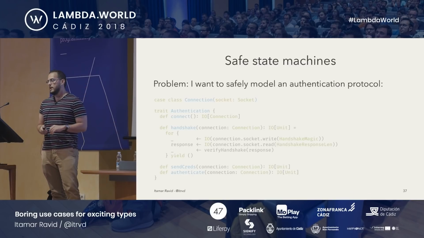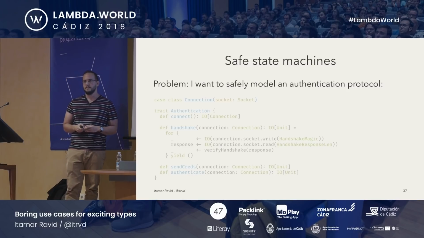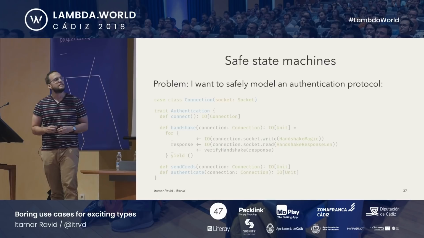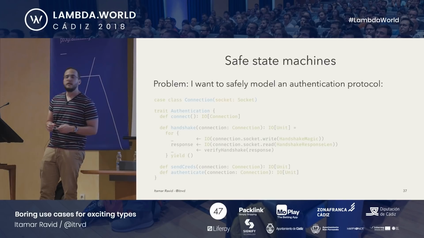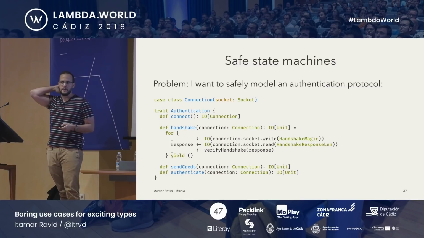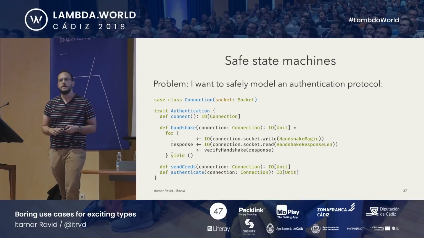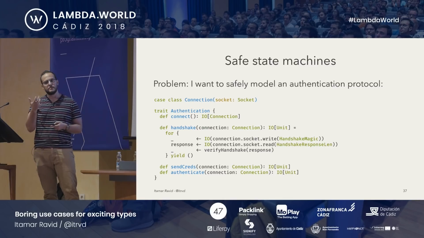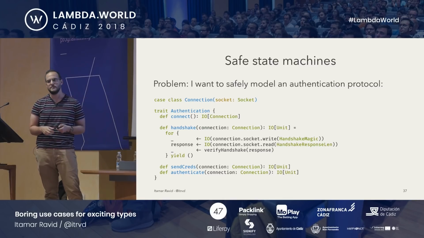So let's move on to the next use case, safe state machines. So my problem here is that I'd like to safely model an authentication protocol. So here's my authentication model. We have a case class representing our connection with a socket inside it.